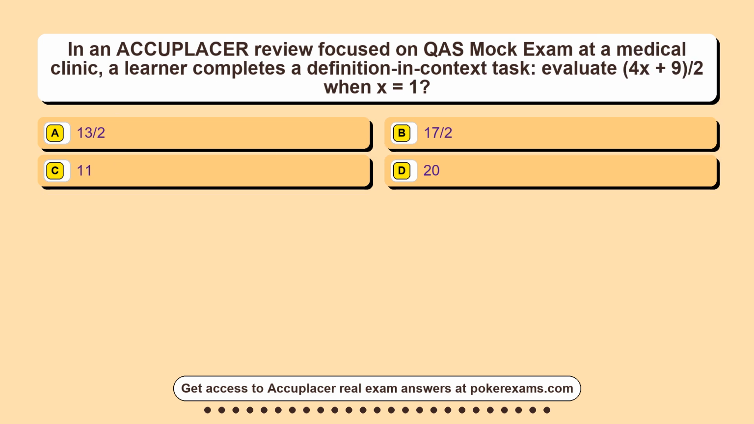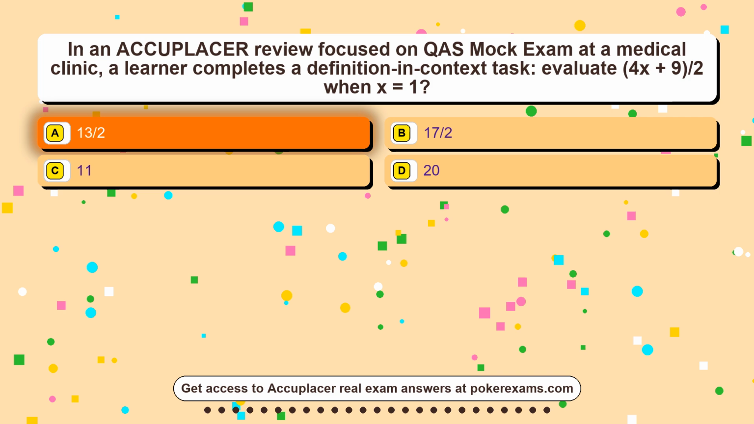Question 6. In an ACCUPLACER review focused on QAS mock exam at a medical clinic, a learner completes a definition-in-context task. Evaluate (x + 9)/2 when x equals 1. Option A, 13 halves. Option B, 17 halves. Option C, 11. Option D, 20. The correct answer is option A, 13 halves.